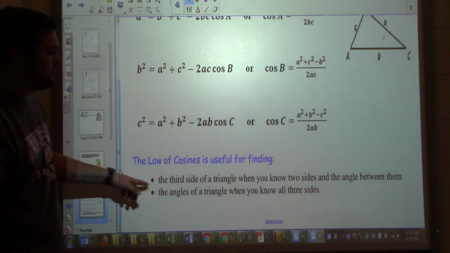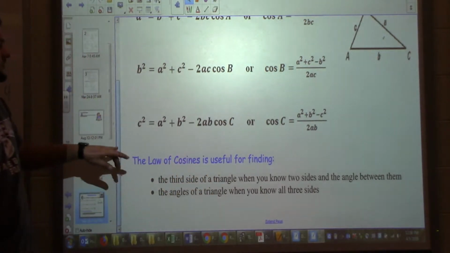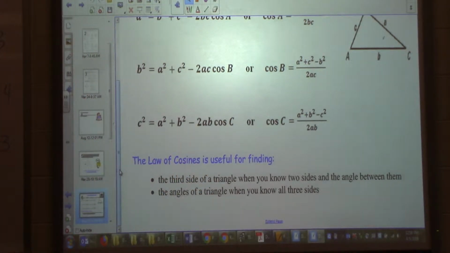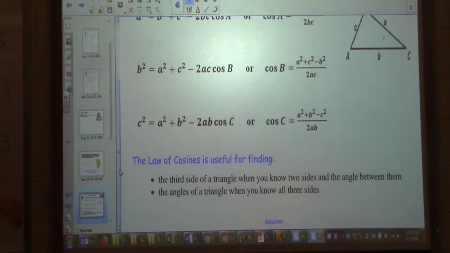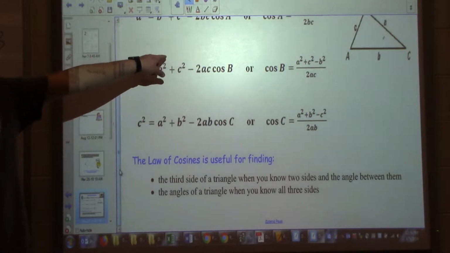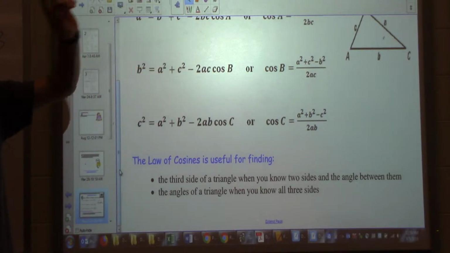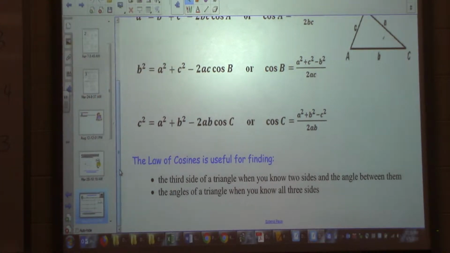For example, we use these when we're trying to find the third side of a triangle and we know 2 sides and the angle between them, like we just saw on the page before. Or, if we're given all 3 sides of the triangle, we can use it to find one of our angles. Once you use law of cosines once, you should be able to use the law of sines to figure out the rest of the triangle. Because I assume most of us are going to like law of sines better than law of cosines.